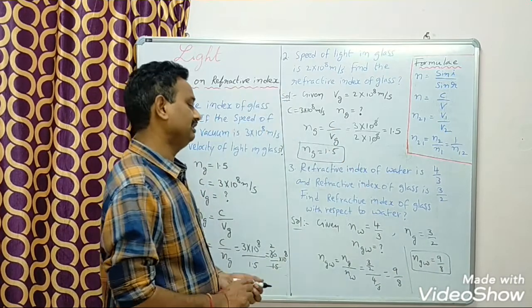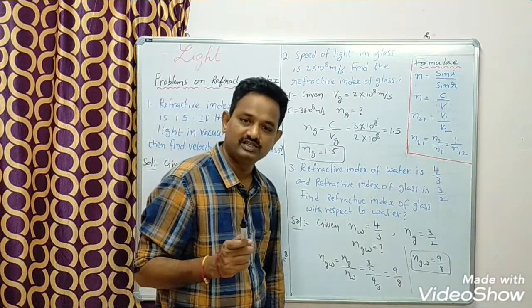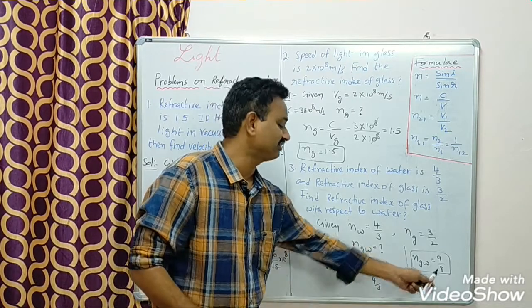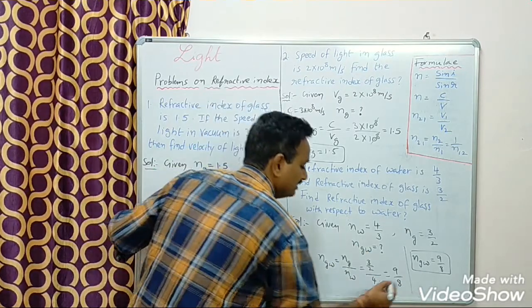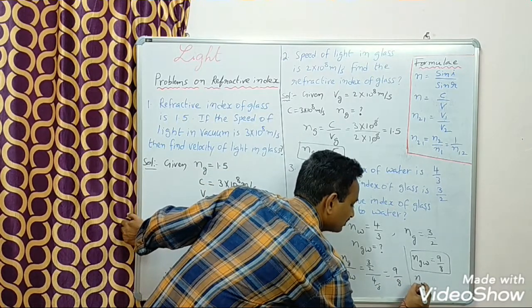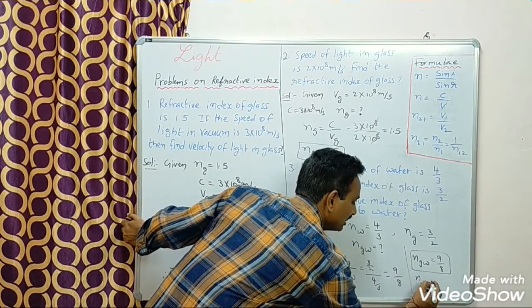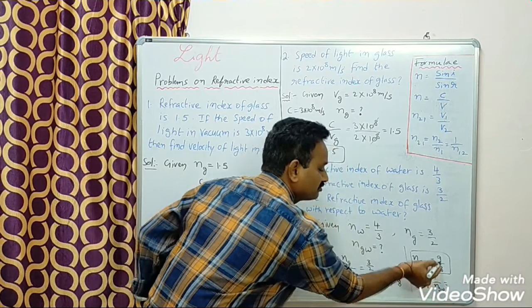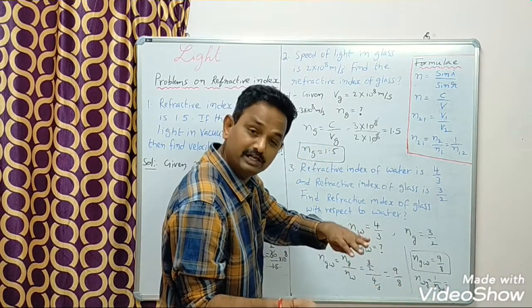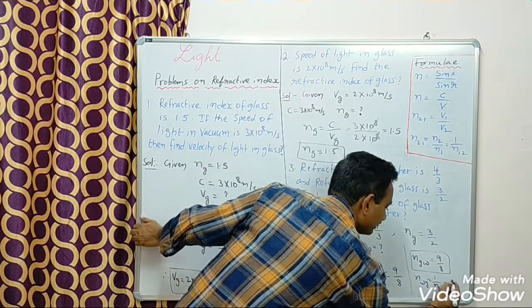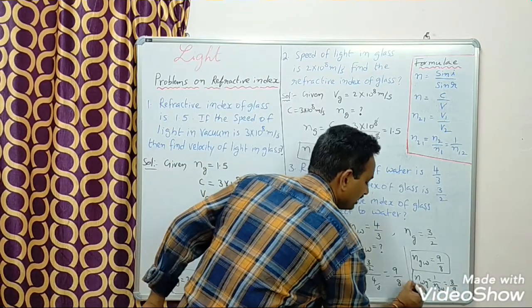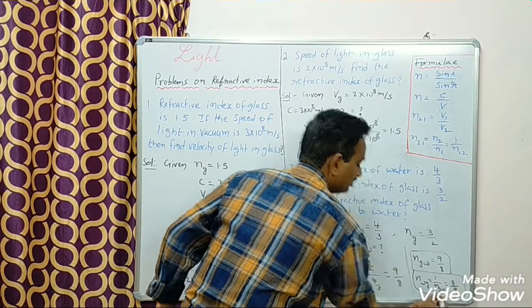For suppose in the same problem, if they ask refractive index of water with respect to glass, you should just reverse this. How? Look at here. Refractive index of water with respect to glass equals 1 by ngw. 1 by ngw means 1 by 9 by 8, which is the reciprocal, 8 by 9. So we also found here refractive index of water with respect to glass.